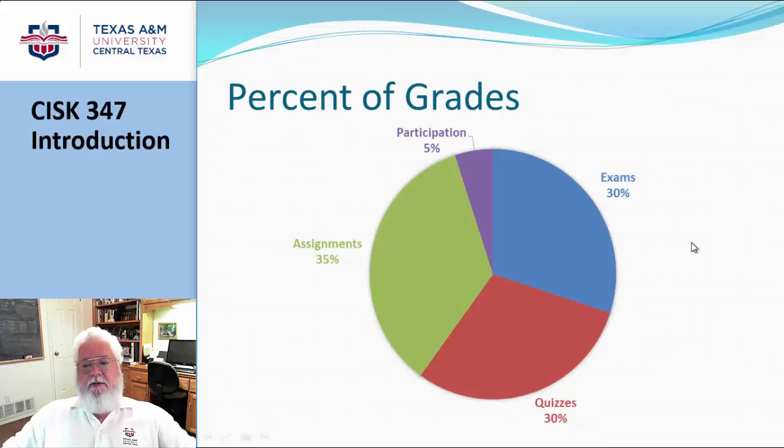Okay. Here's how the things work. I try to make these things about equal thirds, where exams, quizzes, and assignments are roughly the same. Exams 30%, quizzes 30%, assignments 35%, and your class participation, so to speak, is 5%.